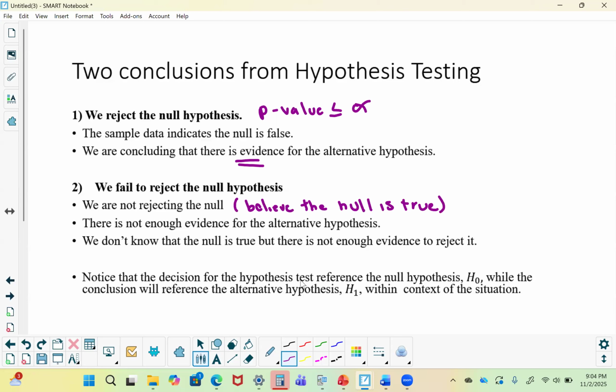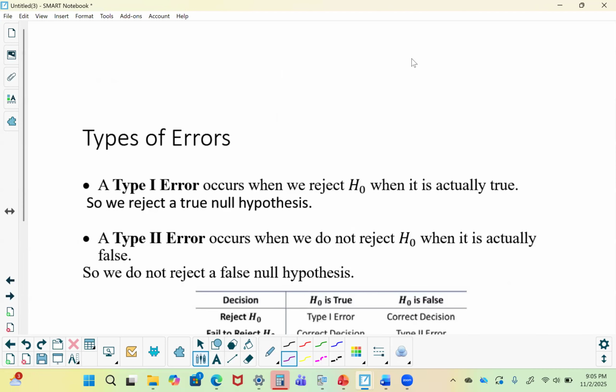And notice that the decision for a hypothesis test references the null hypothesis, H naught, while the conclusion always references the alternative hypothesis, H1, within the context of the situation. We're going to write a ton of conclusions, and this is going to be key when we write conclusions. So that's the main overview of hypothesis testing. And then I'm going to make one more video on the types of errors.